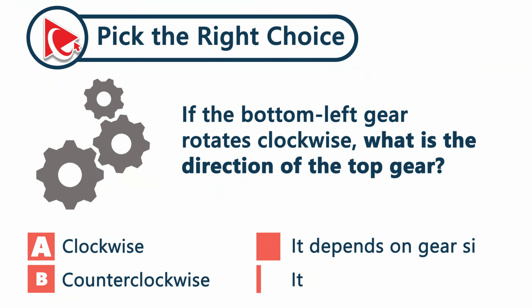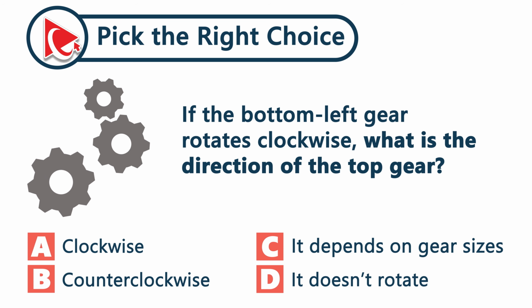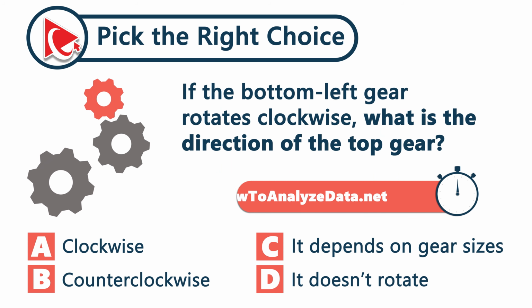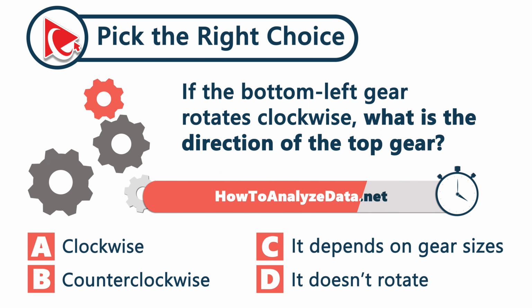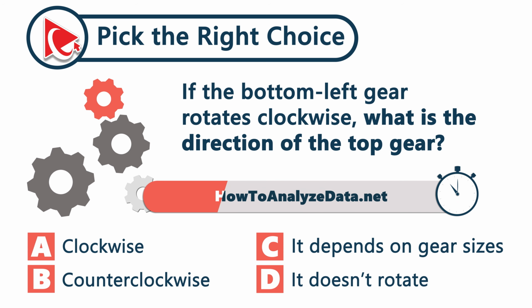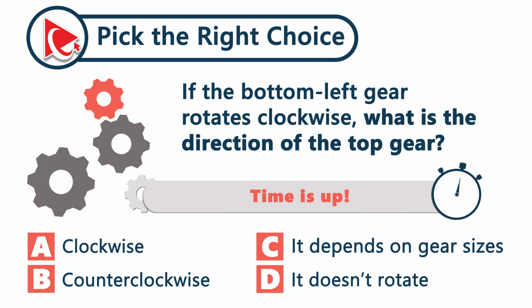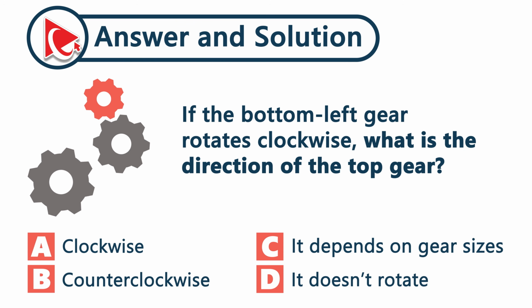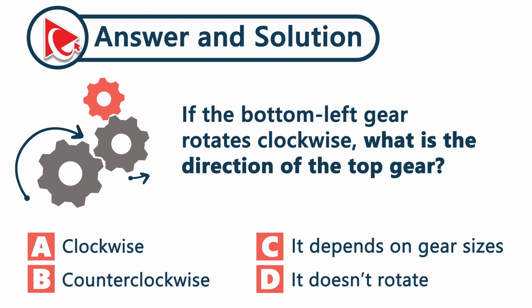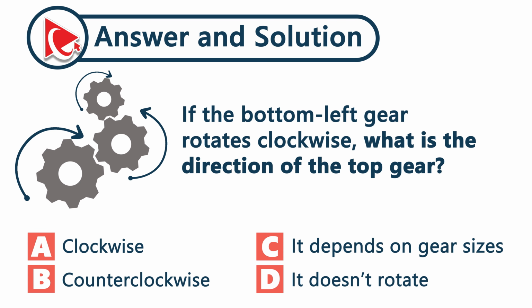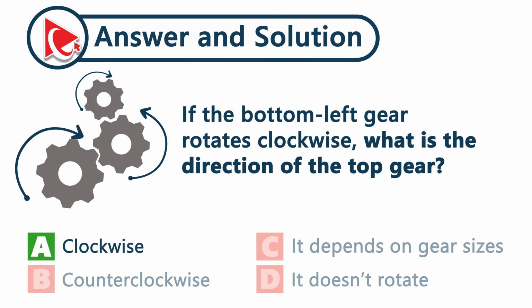Take a close look at these 3 connected gears. If the bottom left gear, the largest one, rotates clockwise, what is the direction of the top gear, the smallest one? Each gear flips the motion of the one before it, so clockwise, counterclockwise, and clockwise again. The correct answer is choice A, clockwise.